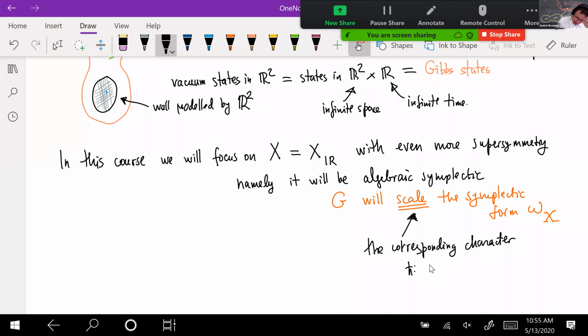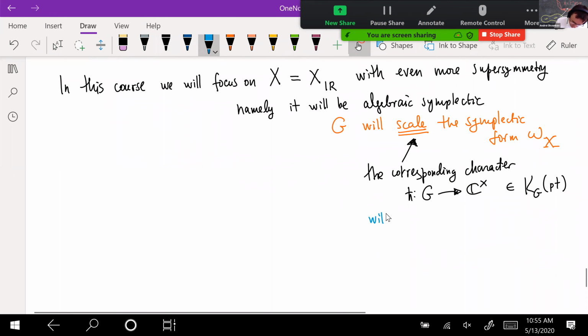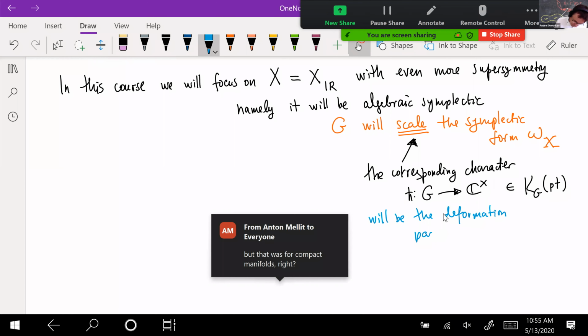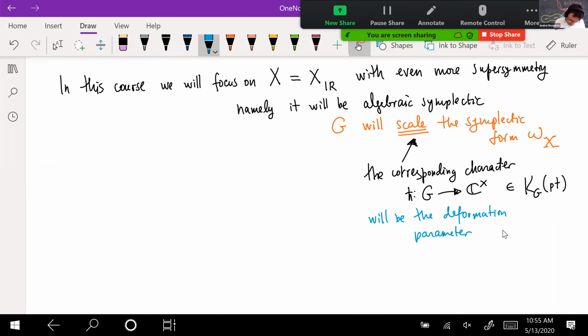So I have a character, maybe denote it h bar, from G to C star. So this is an element in K_G of a point. This will be the deformation parameter. Anton's asking about decomposition of a compact manifold, which I think is true, but the proof is subtle. Anyway, the examples we have are all irreducible. Yeah, Anton is right, so thanks, Anton, for keeping me honest. It will be the deformation parameter in this quantum group.